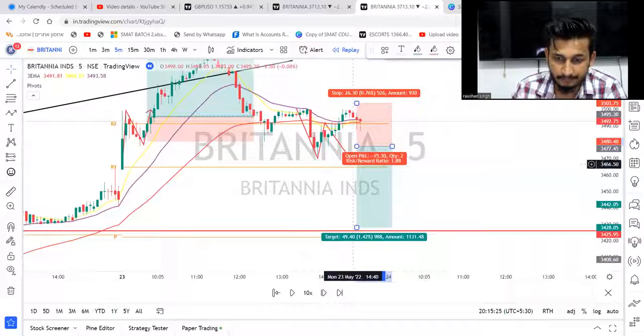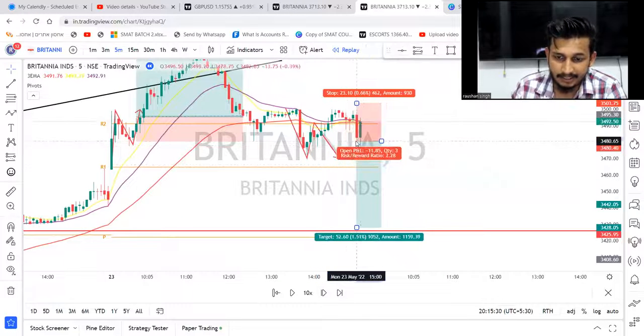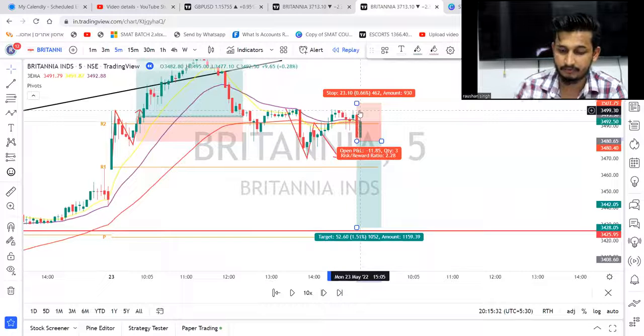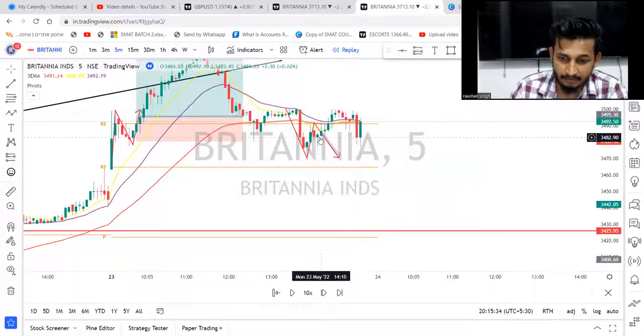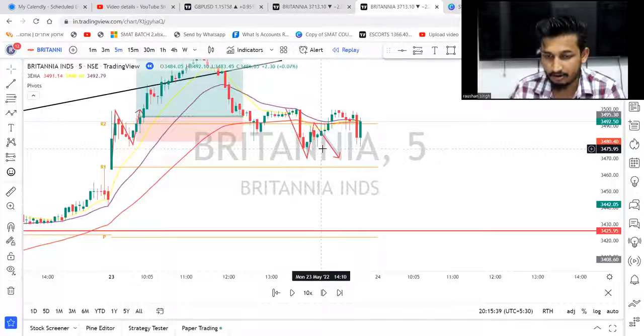अब आया, अभी भी नहीं आया. By the time it is coming to this level, it is already 3 o'clock. So obviously I cannot go for the trade. But in case it would have come, like if this candle would have closed over here, obviously I will not go for the trade.